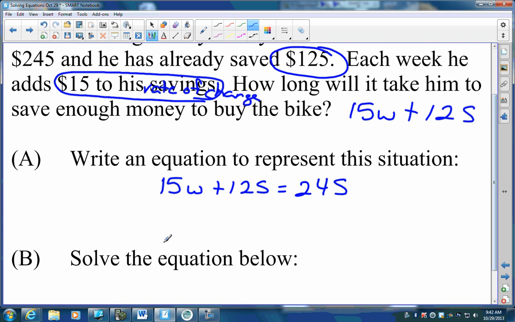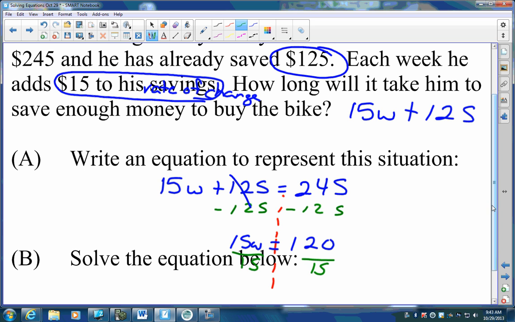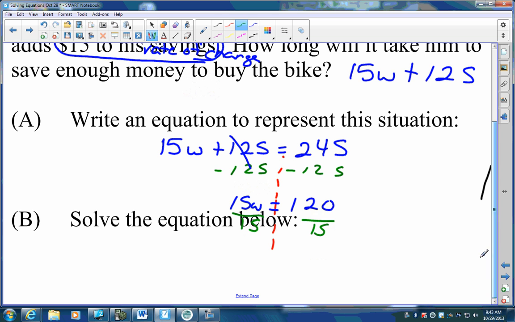So now from here, once you have it written, then you can solve the equation. I would subtract 125 from each side. I get 15w equals 120. And if you divide by 15, what's 120 divided by 15? So that means that it's going to take 8 weeks for him to save up enough money.